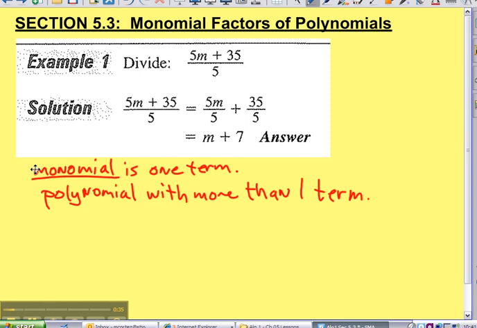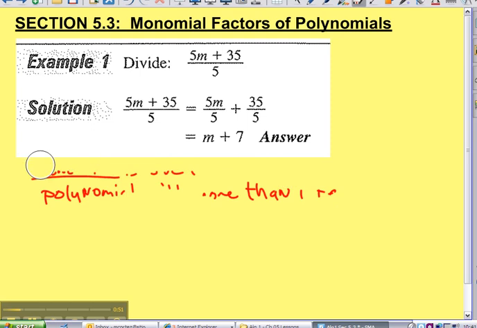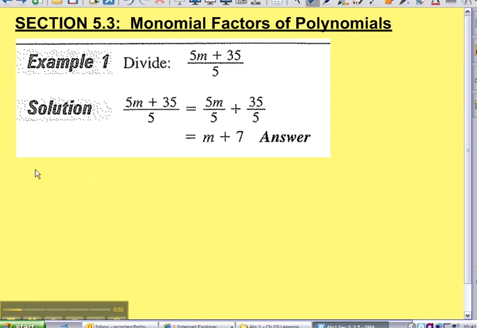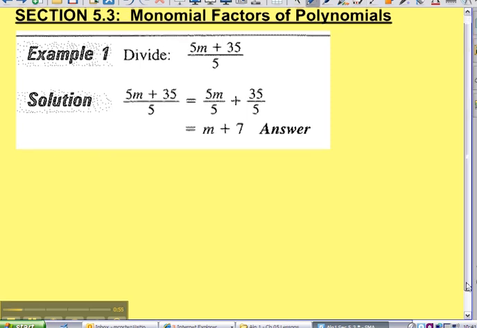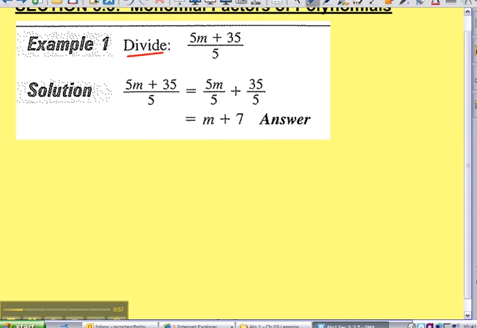That means monomials that go into polynomials evenly. We'll talk about that in just a second. I'm going to get rid of these notes so that we can start working on the problem. They've already shown us the solution, but I want us to walk through it. It says divide 5m plus 35 by 5.